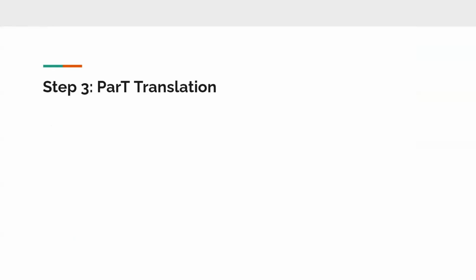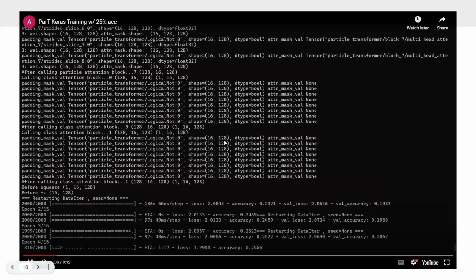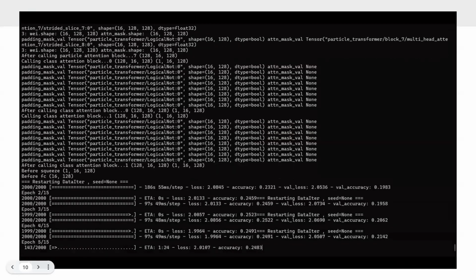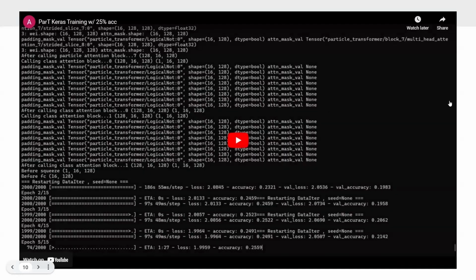The next step is the particle transformer translation from PyTorch into Keras. This is where we faced our biggest challenges. In the end, we have a Keras implementation, but with only a training accuracy of 25%. Here is a video showcasing the training of this model. And as you can see, the training accuracy never really goes above 25%. And for reference, the original PyTorch implementation has an accuracy of over 85%. Clearly, this is not good enough.